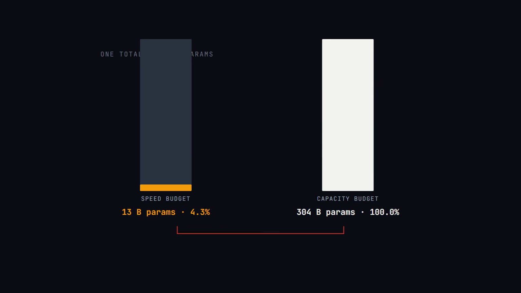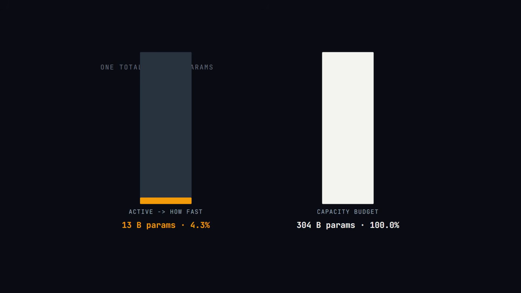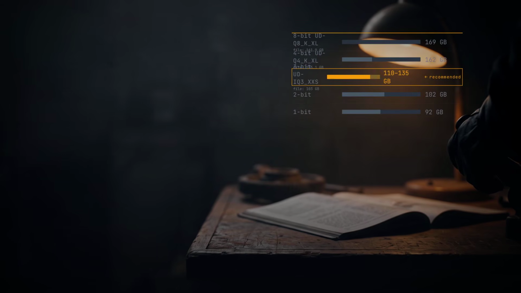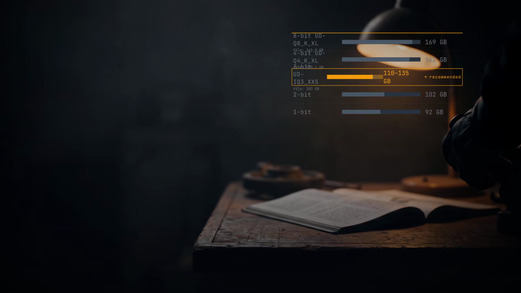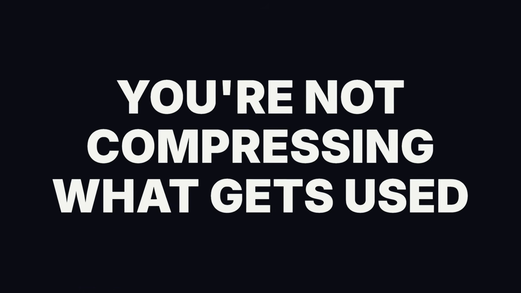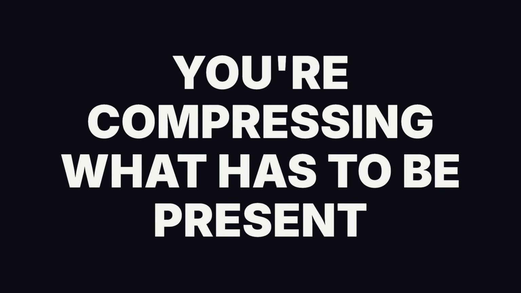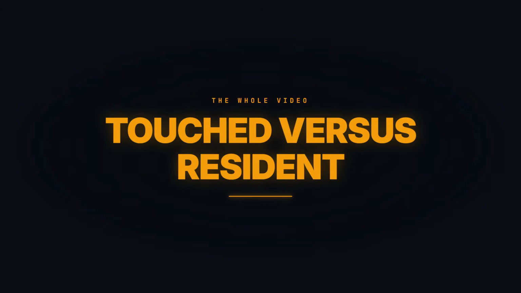Those are two different budgets, and almost every conversation about local models collapses them into one number. The active parameter count tells you how fast it'll run. The total tells you whether it'll run at all. The requirements table you just saw answers the second question, which is exactly why there's no clever quantization that gets you under 92. You're not compressing what gets used. You're compressing what has to be present. That distinction, touched versus resident, is the whole video.